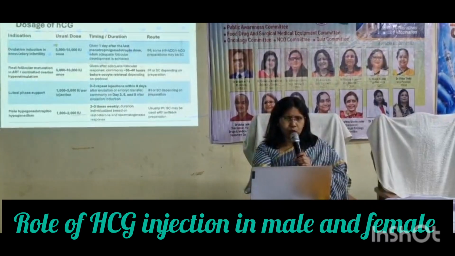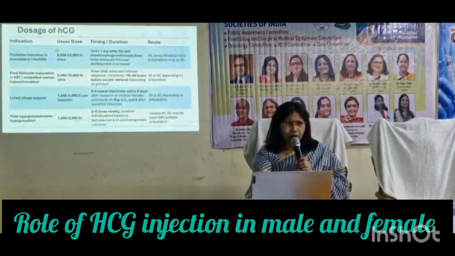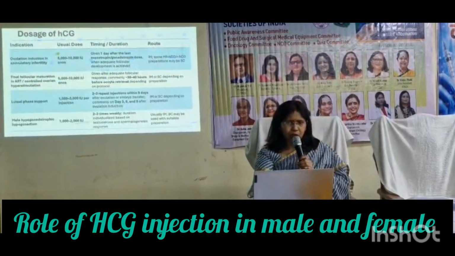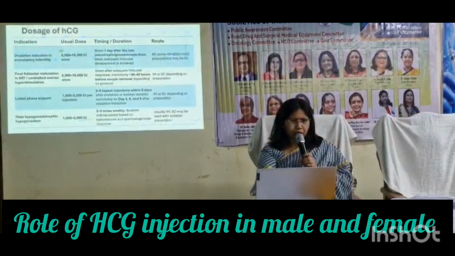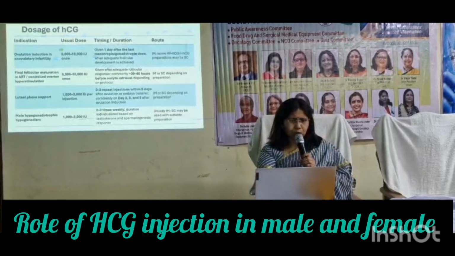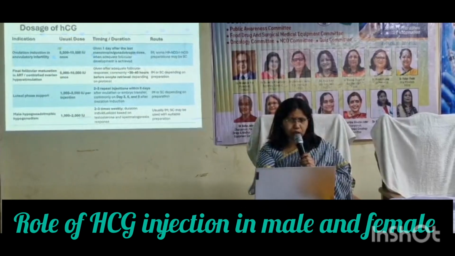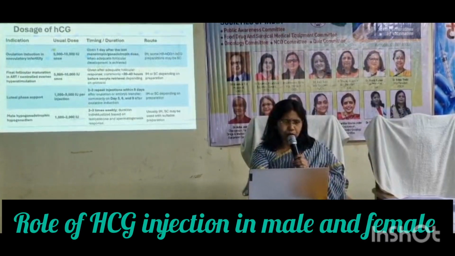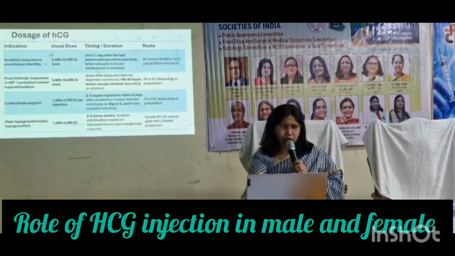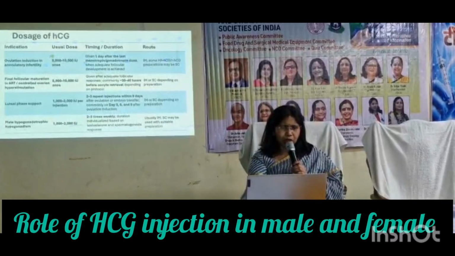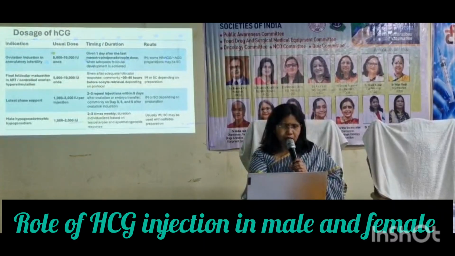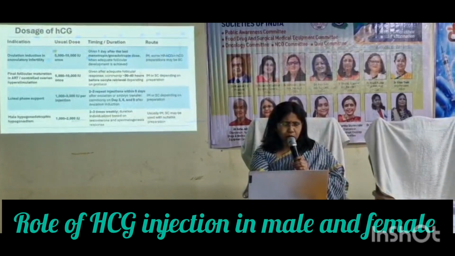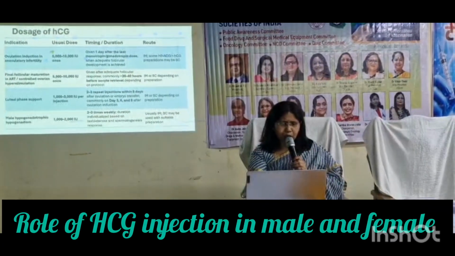So these are the doses of HCG. In ovulation induction, 5,000 to 10,000 IU given after the last gonadotropin dose. In controlled ovarian stimulation, 5,000 to 10,000 IU, 30 to 40 hours before oocyte retrieval. In luteal phase support, 1,000 to 3,000 IU, with 2 to 3 repeat injections within 9 days: day 3, day 6, and day 9. In male hypogonadism, 1,000 to 2,000 IU, 2 to 3 times weekly.